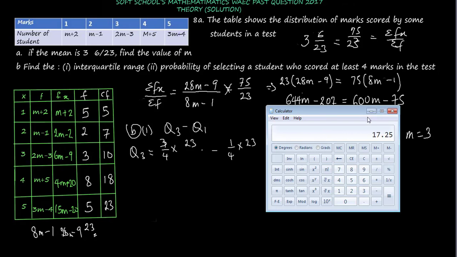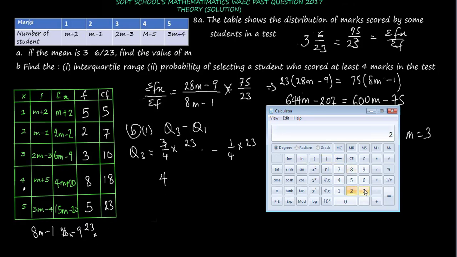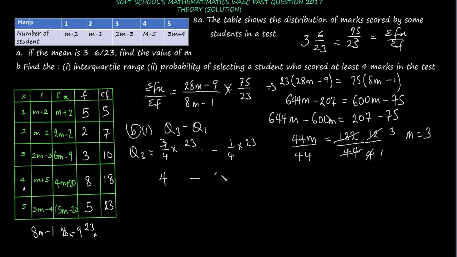Now, when you check your 17.25, it's more than 5, more than 7, more than 10. So it will be between 10 and 18. So you will find our third quartile at 4. Now for Q1, you have 23 divided by 4, which is 5.75. So it is more than 5, so you find it at 2. This is our Q3 and this is our Q1. So when you find the interquartile range, it will give you 2.